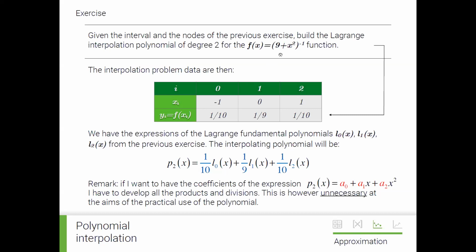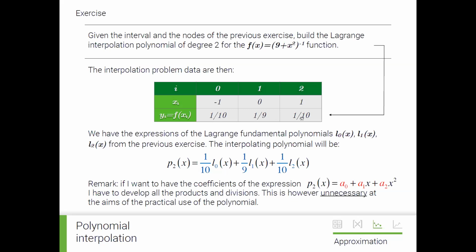So let's put xi here. Look here, f of x is 9 plus x squared to the power -1. Let's put, for example, -1. It will be (9 plus 1) to the power -1, so this is 1 over 10. When we put 0, it will be just 9, so 1 over 9. If you put 1, it will be again 1 over 10. So we have these corresponding values of yi: 1 over 10, 1 over 9, and 1 over 10.